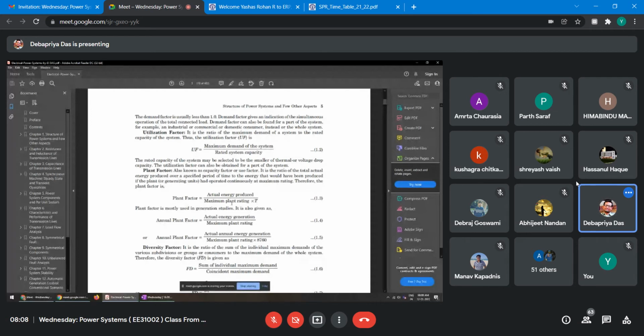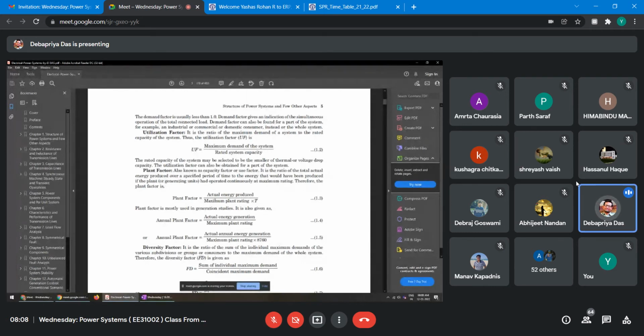For example, suppose in a plant, maximum plant rating altogether, say you have 4-5 units, total is 800 megawatt. Suppose you want to find out plant factor in a year, then T should be 8760 hours. Annually, the actual energy produced will be less than the denominator, so your plant factor will always be less than 1. So it is the maximum plant rating into the time. If time is a year, then 8760 hours, and over the year, what is the actual energy produced? The meter measures how much energy is actually produced. So that is plant factor.